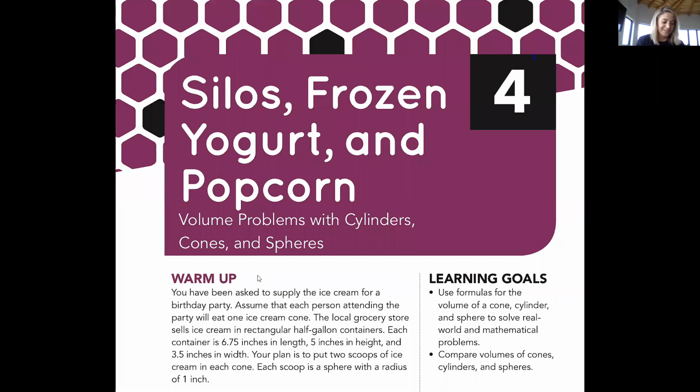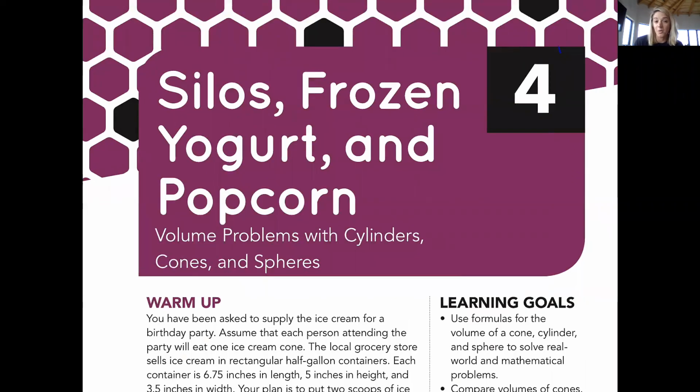This lesson is called Silos, Frozen Yogurt, and Popcorn, and we're going to be calculating the volume of lots of different problems that involve cylinders, cones, and spheres. And some of these types of figures are going to be called composite figures, and those are just combinations of those three types of figures put together. So let's get started.